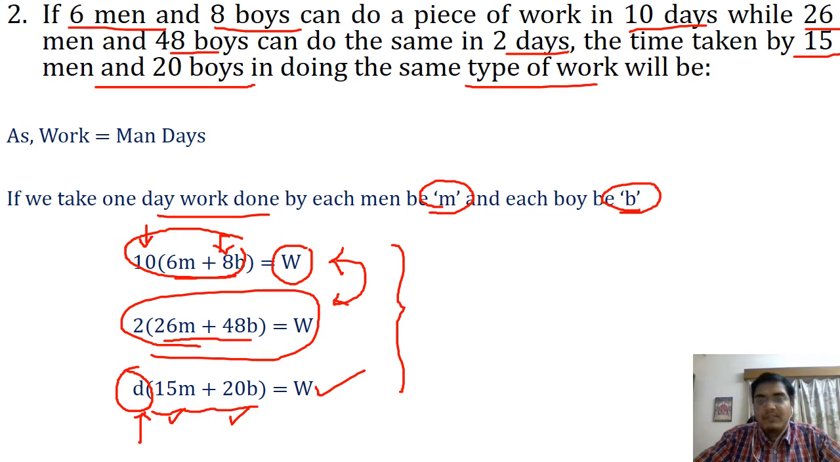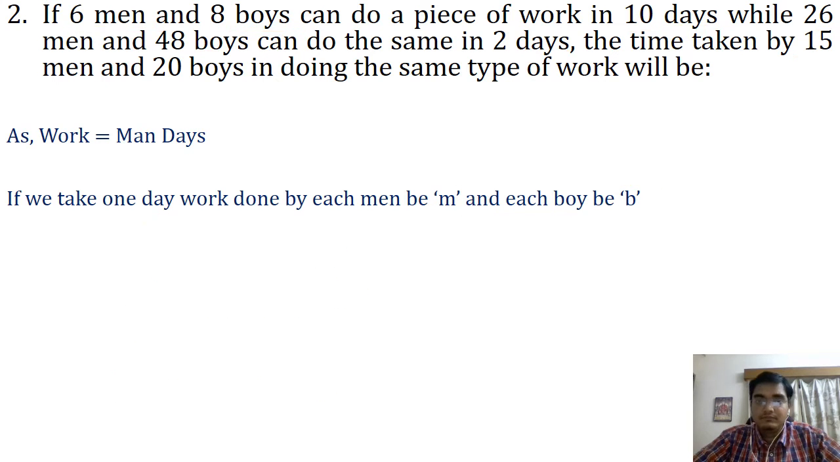We'll assume something in place of W. And what is the best thing to assume? Obviously the LCM of 10 and 2. Because if we take the LCM of 10 and 2, these equations will get transformed into a linear equation in 2 variables, where we won't be having any fractional part, right?